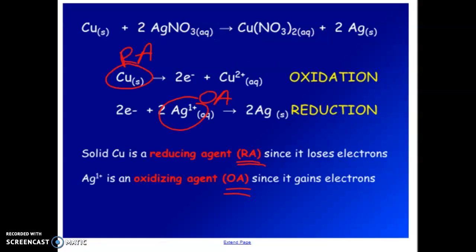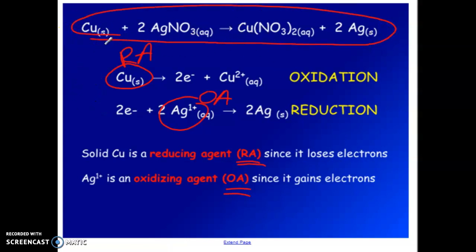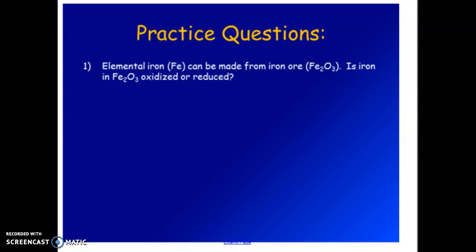So typically for questions, well, what questions would you get with this? You might have a reaction like this and be asked, okay, what's the oxidizing agent here? Or what's the reducing agent here? So the first thing you'd have to do is identify what's reducing and what is oxidizing. All right, so just to end this off here, we have a couple of practice questions.